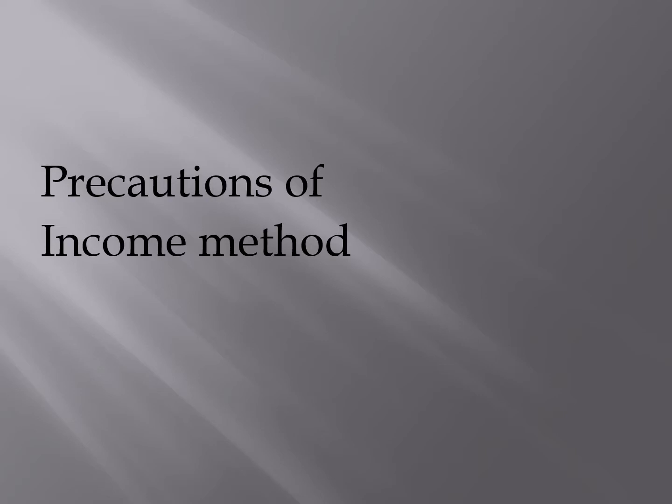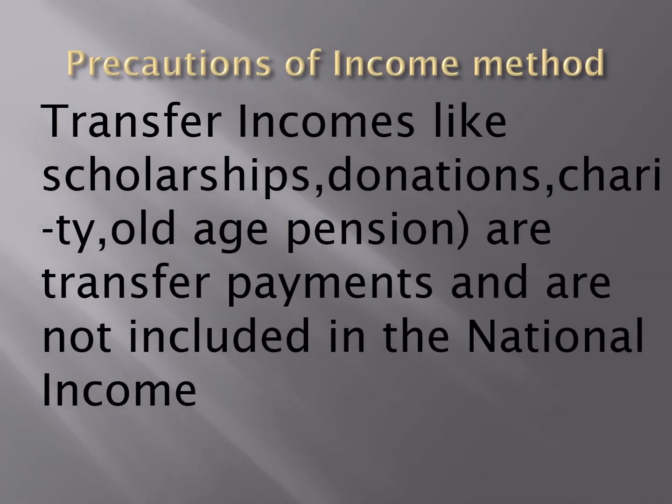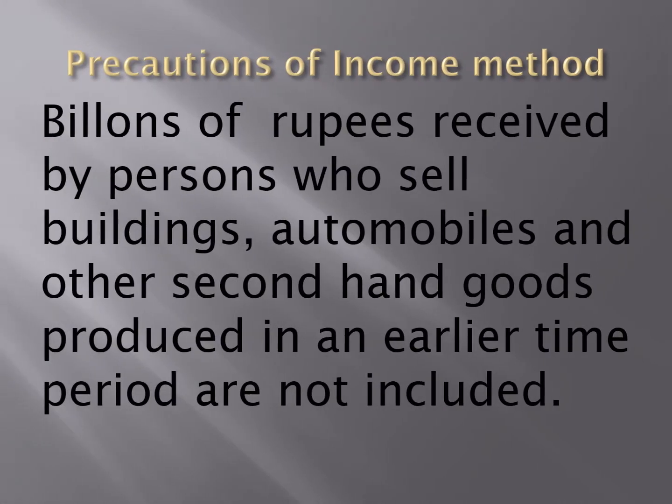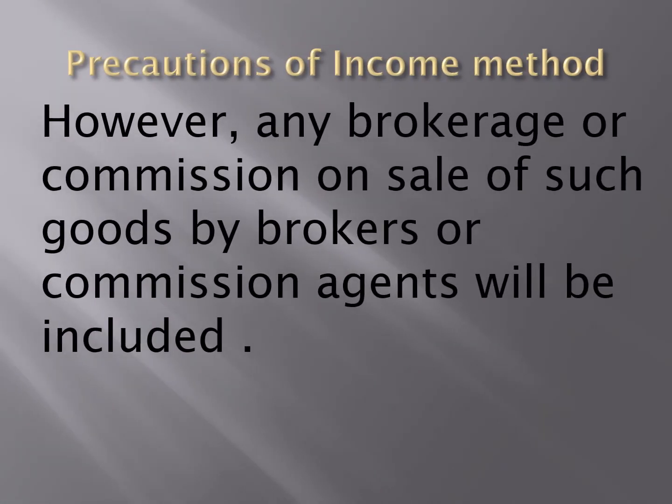Precautions of the income method. Transfer income like scholarship, donation, charity, and old age pension are transfer payments and are not included in the national income. Billions of rupees received by persons who sell buildings, automobiles and other second-hand goods produced in an earlier time period are not included. However, any brokerage or commission on sale of such goods by brokerage or commission agents will be included.